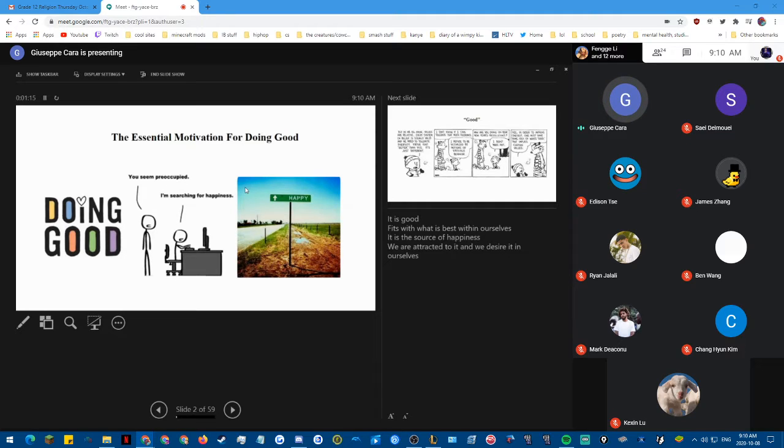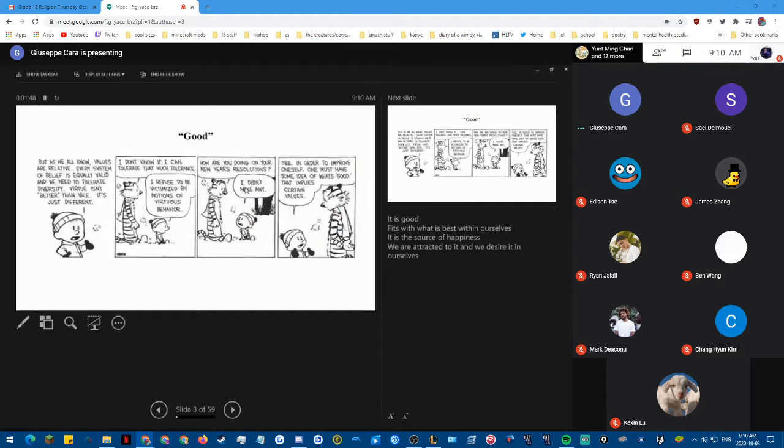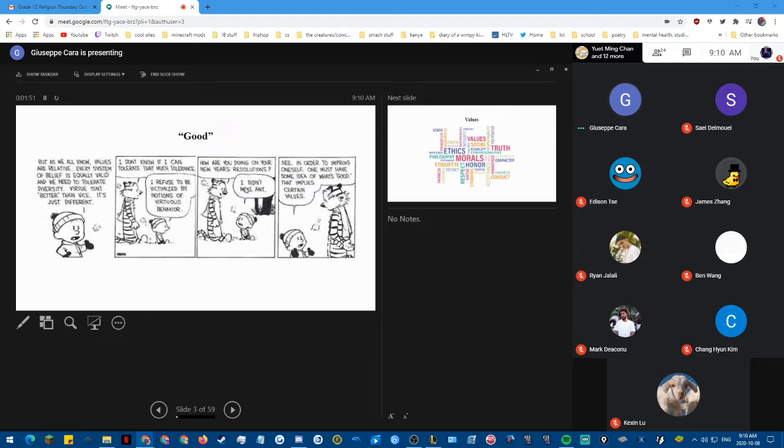The essential motivation for doing good is to be happy. We've been looking at that from the beginning, all the way back to Socrates. So in the middle, you have someone on the computer, and the person comes up to him and says, "You seem preoccupied," and he says, "I'm searching for happiness." So I attached this little image of a sign: Happiness is this way. This is the whole purpose of our life, to be happy. Okay, little cartoon.